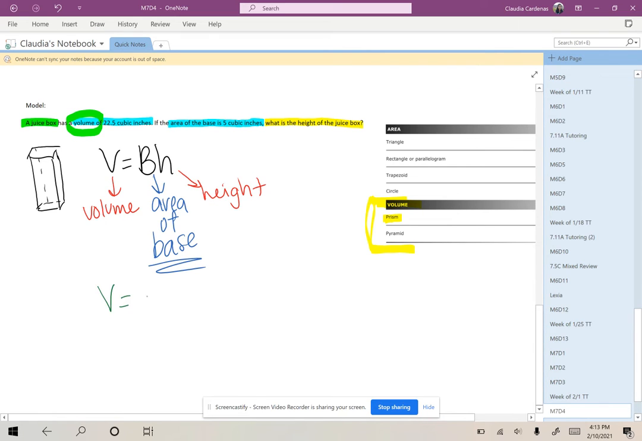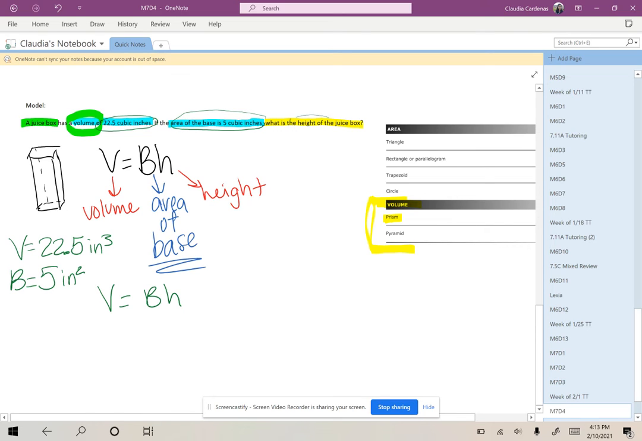Awesome. So now that we have these pieces, we can go ahead and start substituting what they've already given us. So I see the volume is 22.5 cubic inches. So I'm going to label that here, 22.5 inches cubed. I see that the area of the base is 5 cubic inches, which would be capital B. So 5 cubic inches, which actually I believe that's incorrect. It should be squared inches.